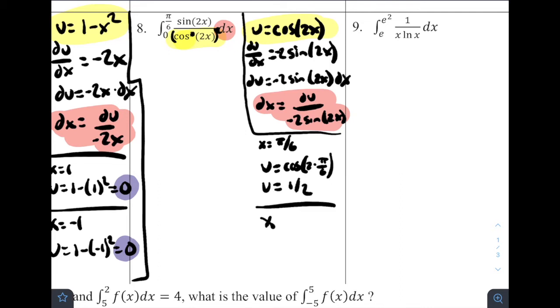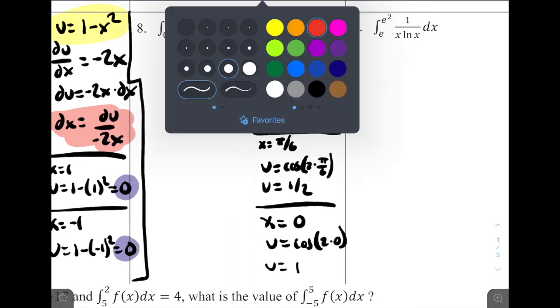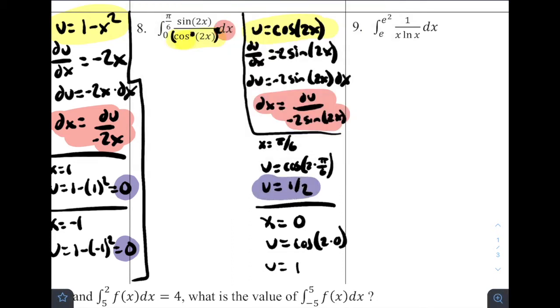And then if x is equal to 0, u is going to be cosine of 2 times 0. Cosine of 0 is equal to 1. So I've got new limits of integration, 1/2 and 1. This is interesting because 1 is our lower limit of integration and 1/2 is our upper limit. Normally we want the bottom number to be lower, but that's not the case here. So maybe we'll use some properties coming up.